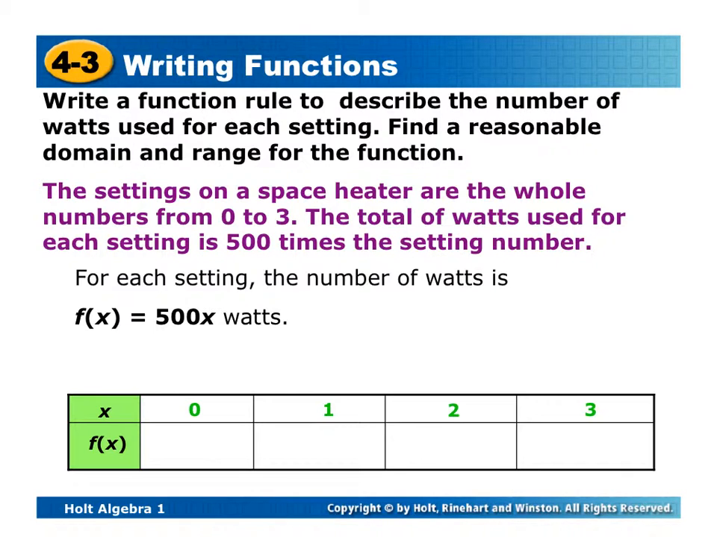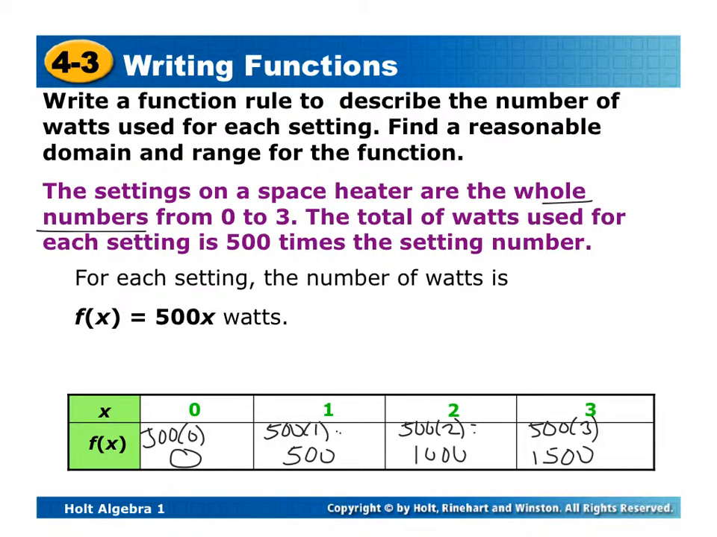So here, if 0 was our x, then our f of x would be 500 times 0, which is also just 0. 500 times 1, which would be 500. 500 times 2, which would be 1,000. And then 500 times 3, which would be 1,500. So here, because it says the settings are whole numbers, we can't have any fractions. So our domain would just be the set 0, 1, 2, and 3.